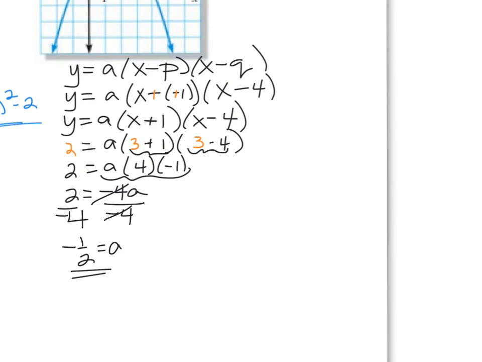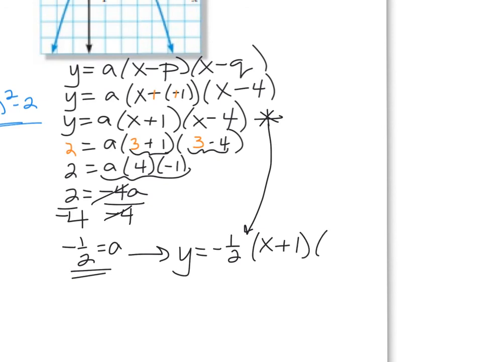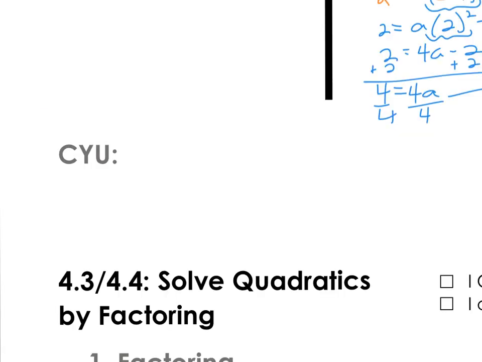Once you know your a value, last but not least, we're just going to plug it in where we simplified our p and q. So I'm going to drop that model down, plug in a on the right-hand side, negative 1/2, and then our two parentheses are x plus 1 and x minus 4. There's your equation in intercept form for the graph of part D. And that's it for lessons 4.2 and 4.10.